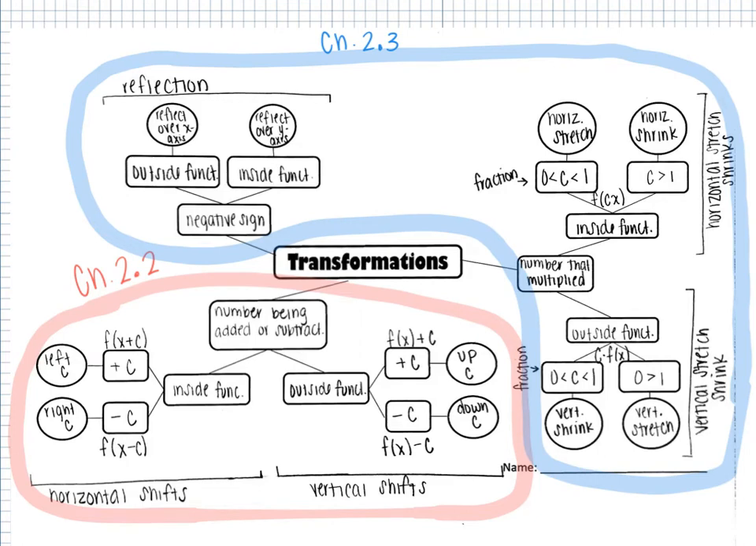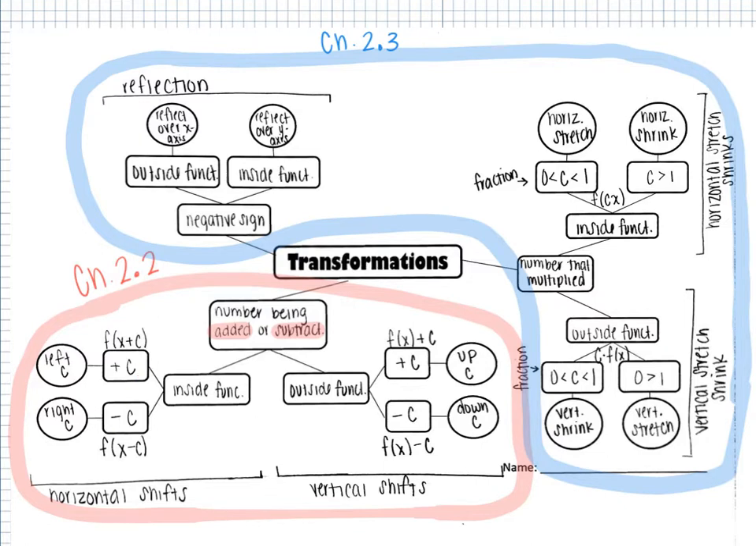So in this video, we're going to be looking at a whole bunch of transformations. You'll see in the left-hand corner this highlighted in red. This thing is your shifts, your slides up, down, left, and right. The way that you figure out which direction it's going to go, it's always going to be a number added or subtracted, and then if it's inside the function, it'll go left and right. If it's outside of the function, it will go up and down. So depending on whether it's plus or minus tells you which direction it'll go.